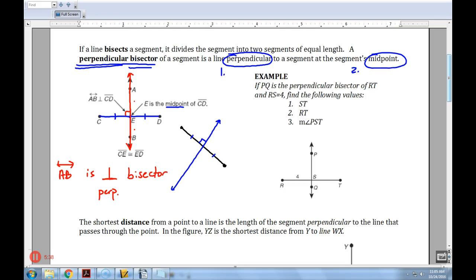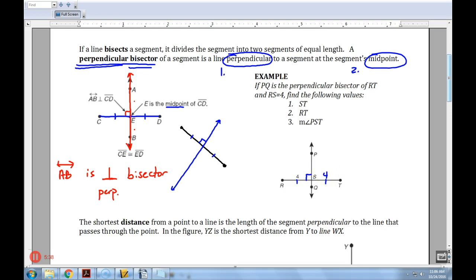Alright, so example over here, PQ is a perpendicular bisector of RT, so I know that there's 90 degrees right here. RS is 4. Well, since PQ is a perpendicular bisector, this side 4 has to match this side, which would be 4. And I should now be able to fill in the following values.